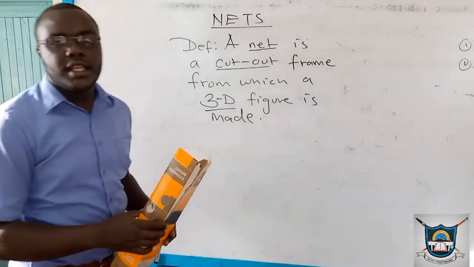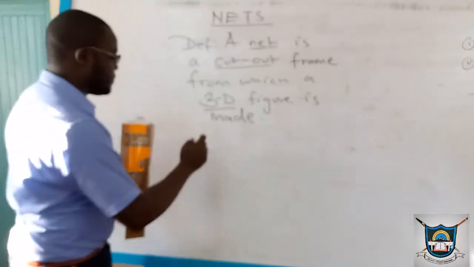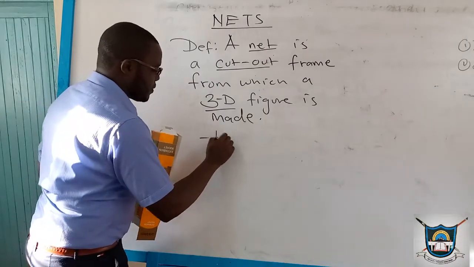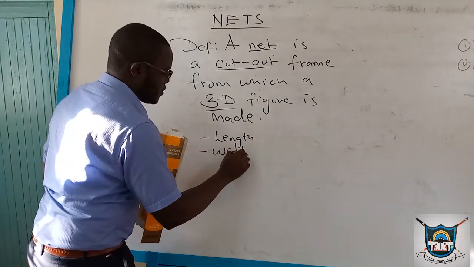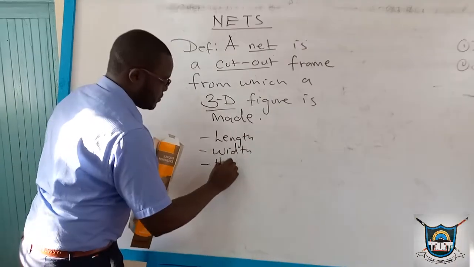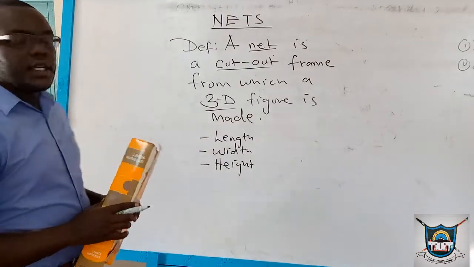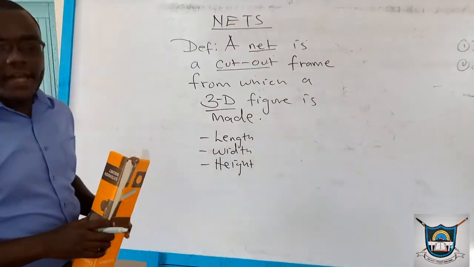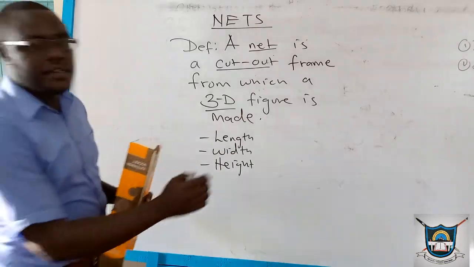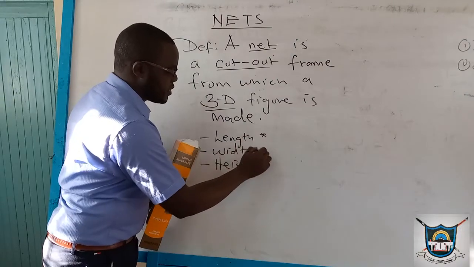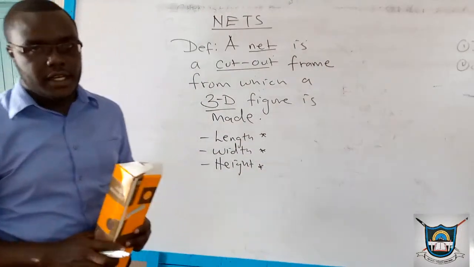How do we define a three-dimensional figure? It must have the following. It must have the height, the width, and the length defined as I'm holding here. If it doesn't have these three planes, then we cannot call it a 3D figure.